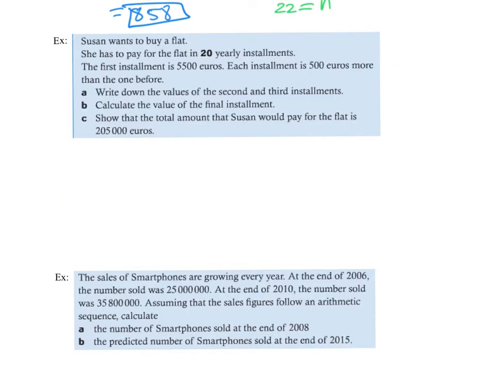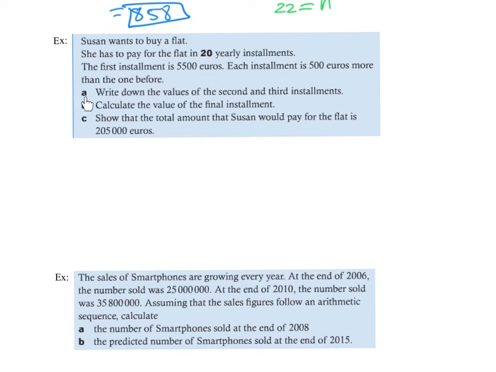All right, so now let's look at some more practical, real world type examples. This next example says Susan wants to buy a flat, that's an apartment or a home. She has to pay for the flat in 20 yearly installments. The first installment is 5,500 euros, and then each installment is 500 euros more than the one before. So that's kind of an unusual setup. Every year she has to pay 500 more euros than she did the year before.